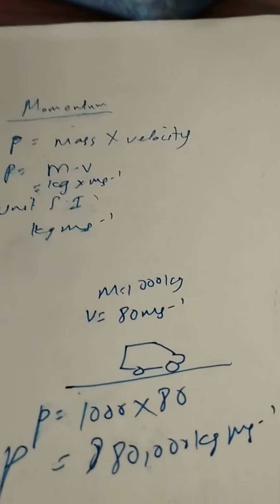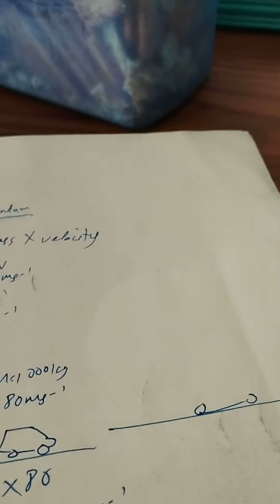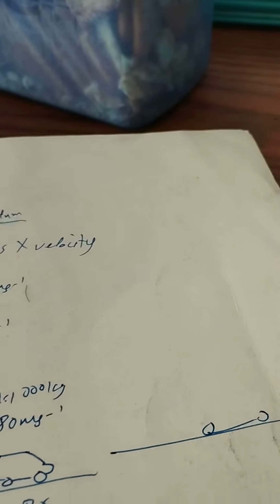So in real life, that's why the tanker or the lorry produces a much bigger momentum. So it is difficult for them to stop at a certain point.